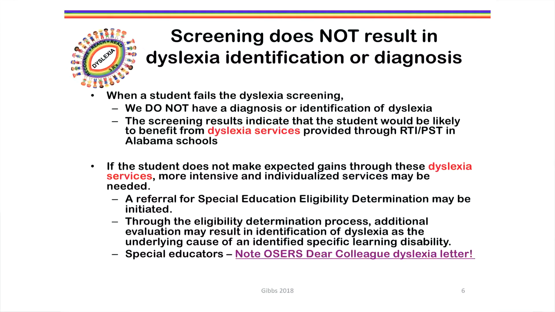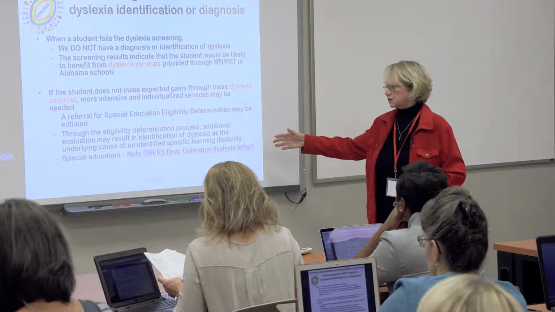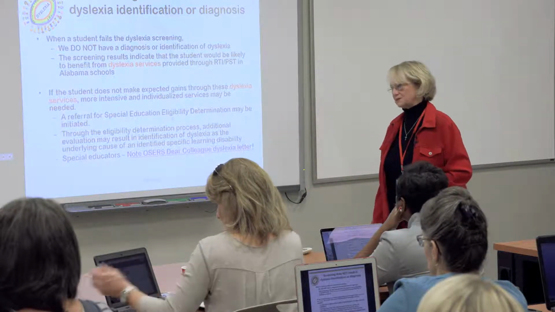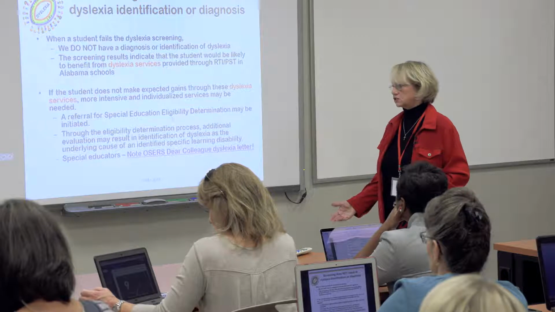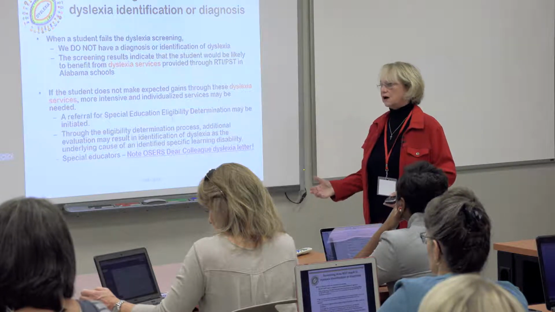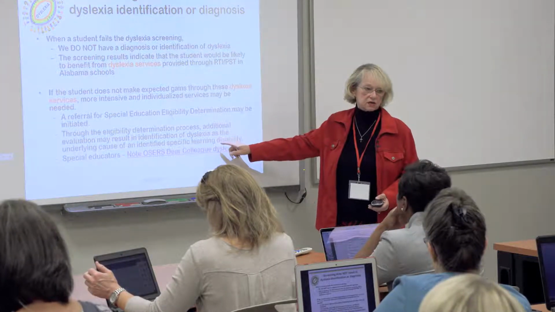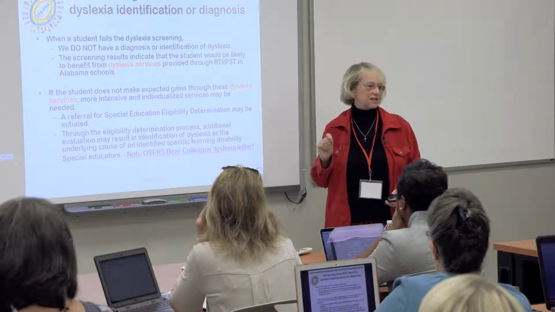If the student does not make expected gains through the dyslexia services, then more intensive and individualized services may be needed, and so a referral to special ed eligibility determination might be in order. I better just read it because I'm stumbling. Through the eligibility determination process, additional evaluation may result in identification of dyslexia as the underlying cause of an identified specific learning disability. That part right there, identifying dyslexia as underlying cause, is not something we have consistently been doing across our state as part of our LD evaluations, and we need to start doing it.